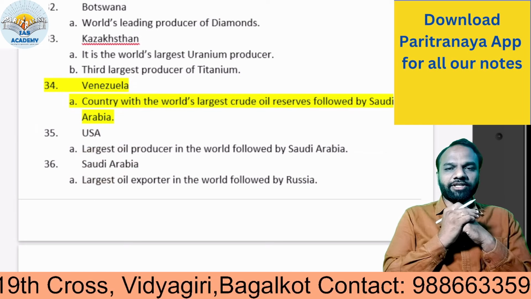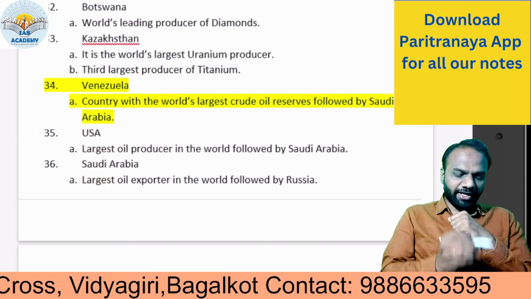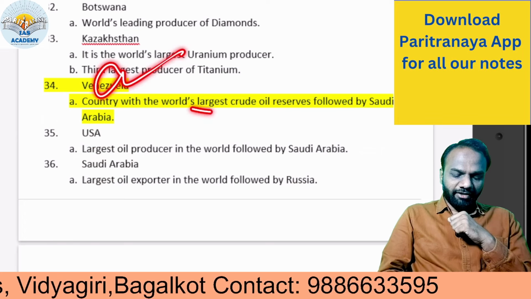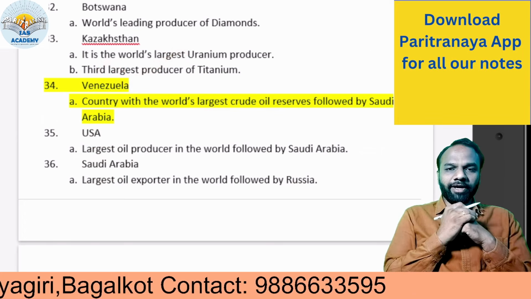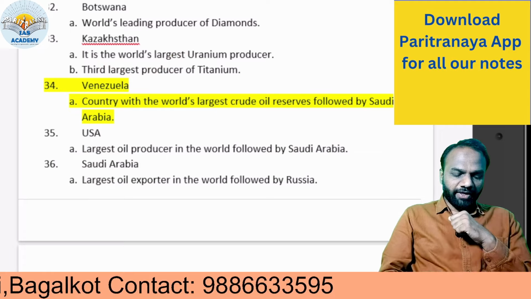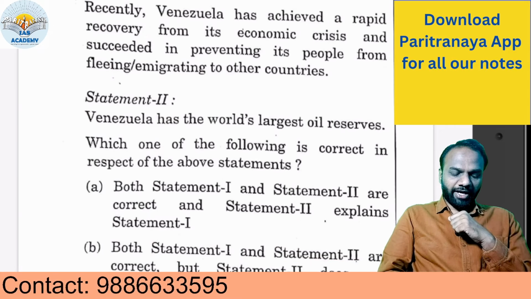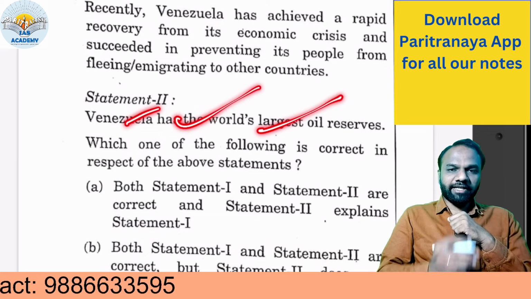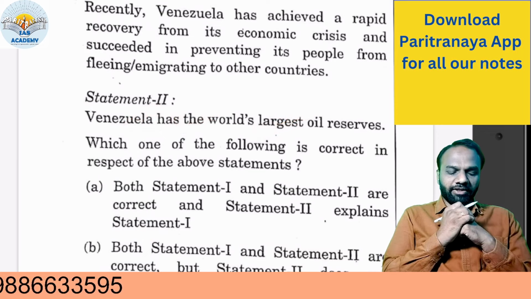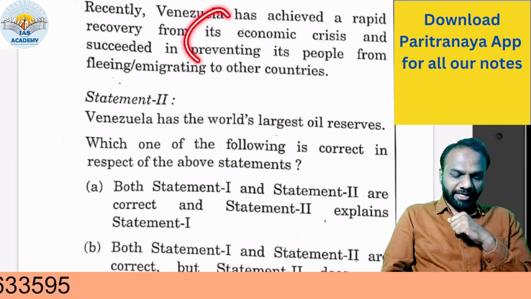Okay, so this compilation we already had, and based upon this we understand that Venezuela is the country with the largest oil reserves, followed by Saudi Arabia. So based upon this, the second statement, that Venezuela has the world's largest oil reserves, is correct. Now next we need to know whether the first statement is correct or wrong.